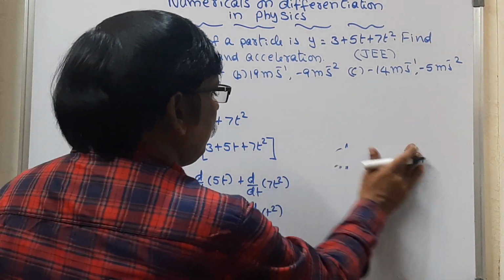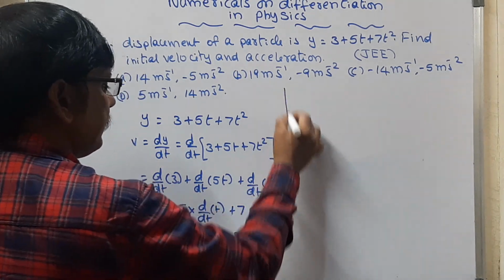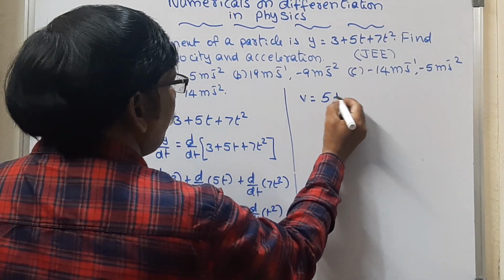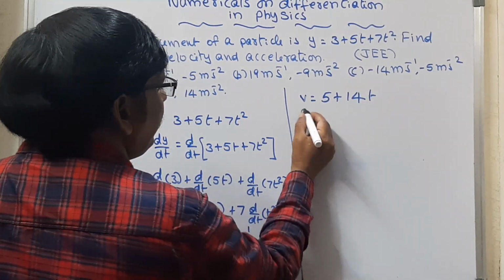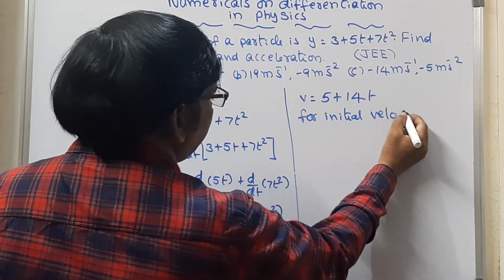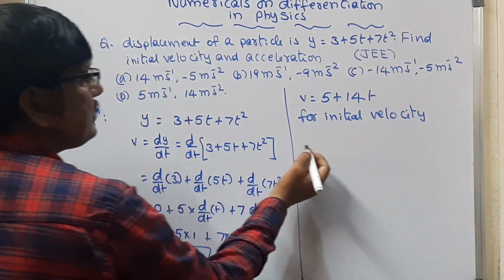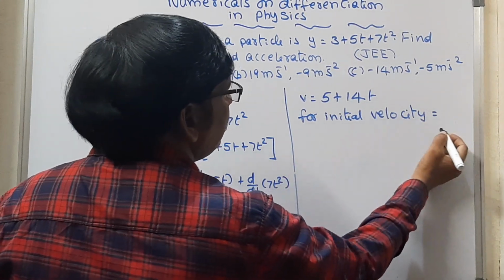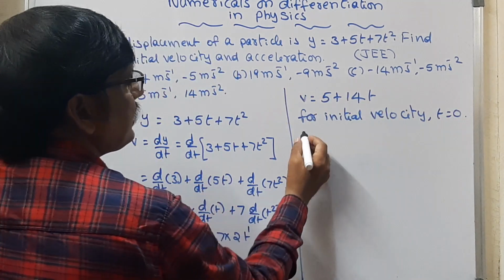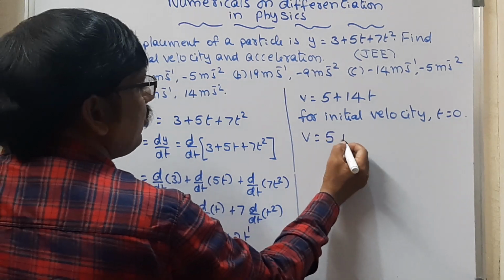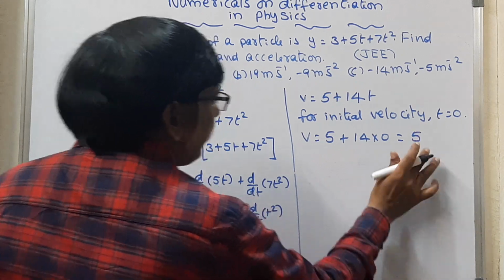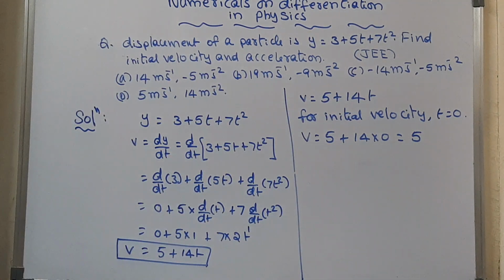So what will happen now? Let us write for initial velocity. V is equal to 5 plus 14t. These are all basic terms you should know: for initial velocity u, t is equal to 0, so here we can apply that. V is equal to 5 plus 14 into 0. How much is left? 5 plus 0, that is 5. So we got initial velocity as 5.